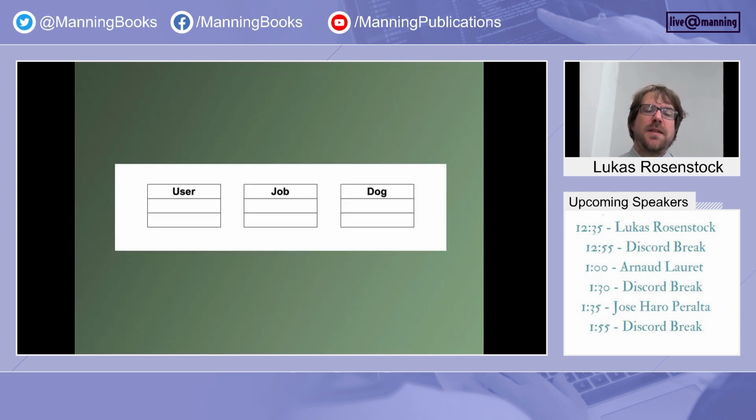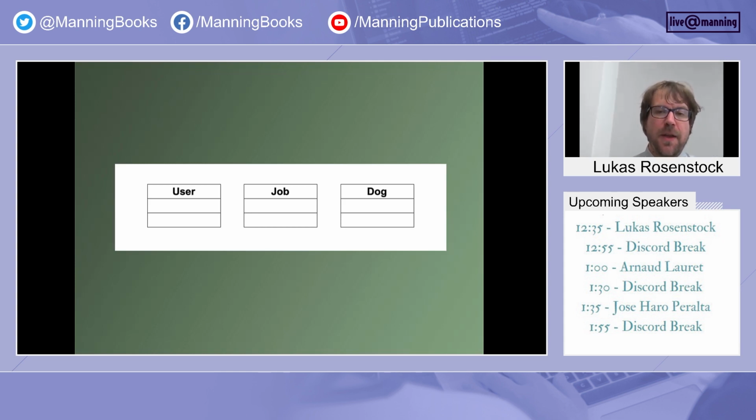So the pet sitter team starts brainstorming and they think, okay, we have an app, so our app has users, so user is one of our concepts. And since it's a marketplace, the job is another concept. And since this whole thing is about dogs, we should also put a dog concept into our domain model.